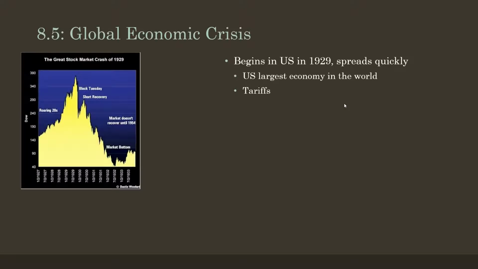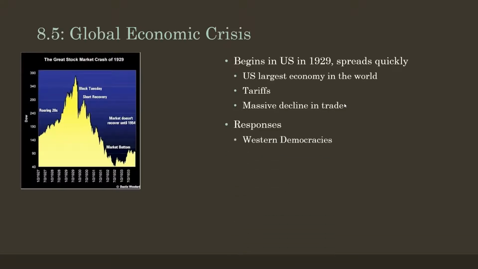Tariffs are quickly raised, which are taxes on imported goods. They are raised in the United States and all over the world as an effort to protect domestic industries, but they lead to a massive decline in global trade. So you have the most powerful industrial economy in the world collapsing, and at the same time, you are putting up barriers to trade. These two things combined lead to this collapse of global trade.